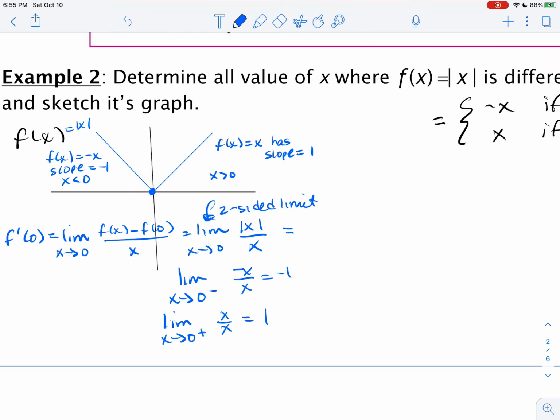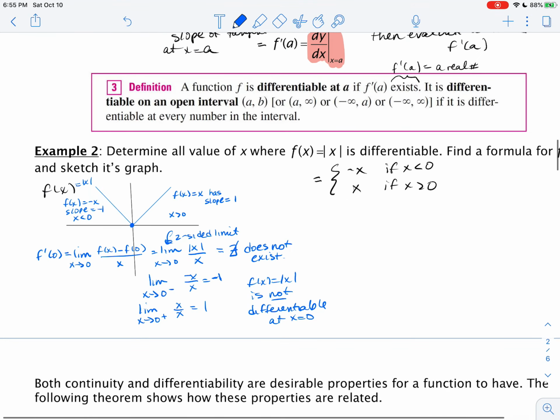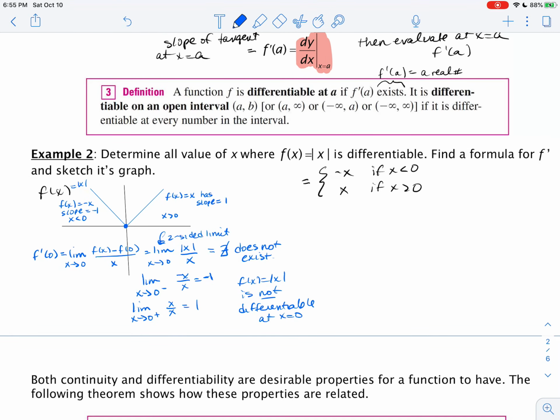The derivative is a two-sided limit, and that limit does not equal from the left or the right, and so it does not exist. So we say f of x equal to the absolute value of x is not differentiable at x equal to 0. There is a sharp turn there. Good? All right, and it says find a formula for the derivative.